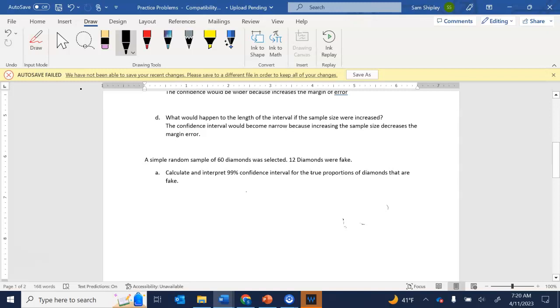Okay, first let's do our checks. So it's a one-sample Z interval for P. That's our first check. Okay, next check is to see if it's a random sample by looking at the question. It says random sample, so look for keywords. Random sample, so that's another check.